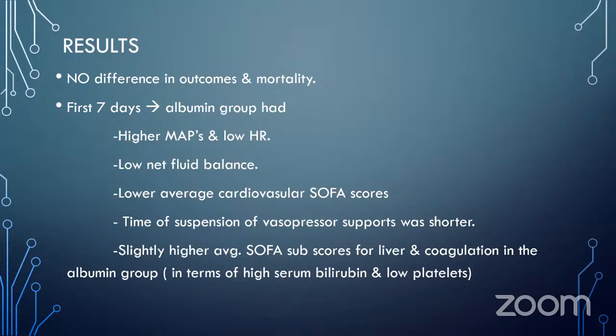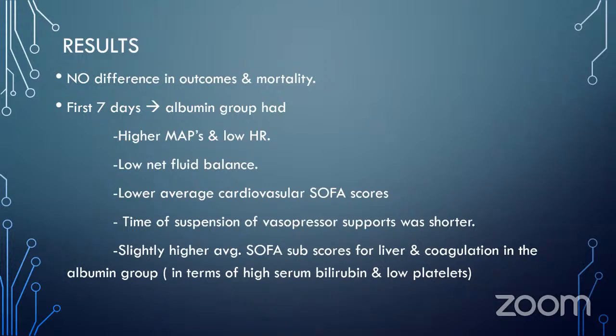In the time of suspension of vasopressor, they could wean off the vasopressors much earlier, and there was slightly higher average individual organ SOFA scores, whether it's compared to liver or the coagulopathy. The albumin group scored slightly higher average SOFA scores compared with your saline group.